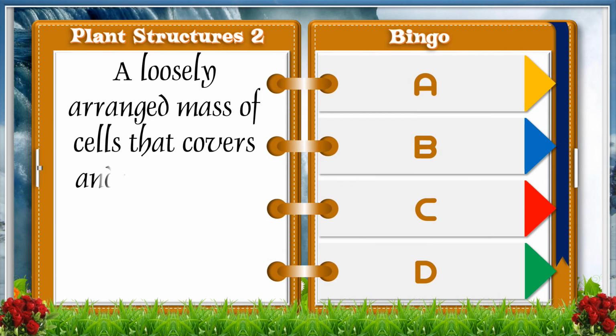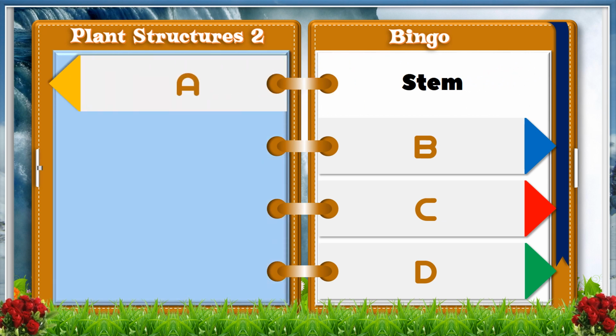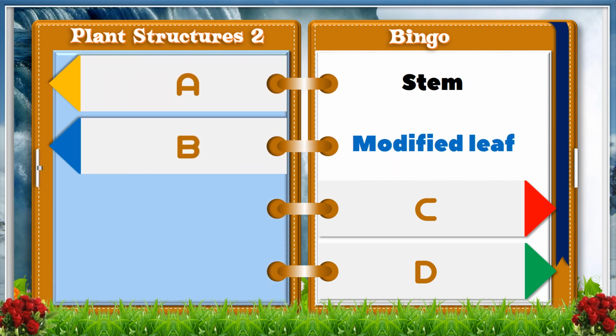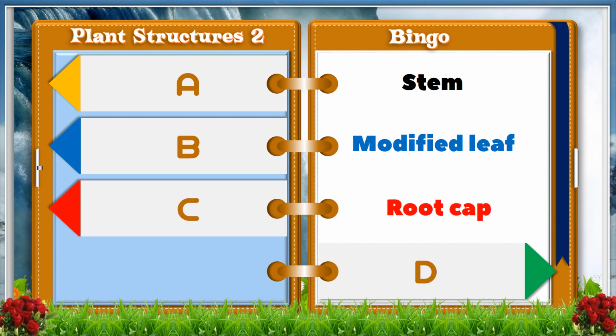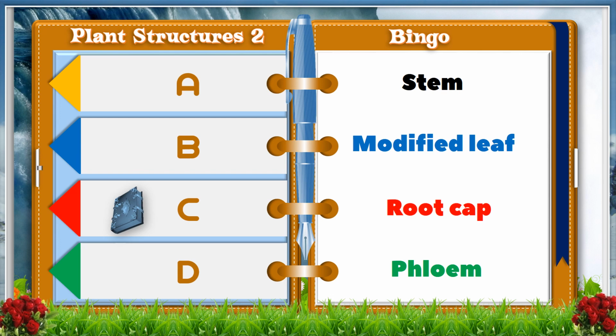A loosely arranged mass of cells that covers and protects the root tip as it grows through the soil. A. Stem. B. Modified leaf. C. Root cap. D. Phloem. And the answer is C. Root cap.